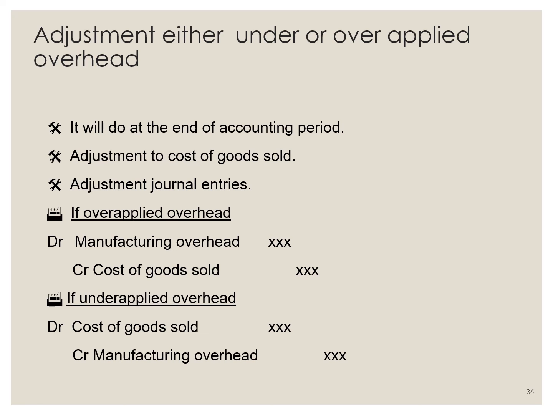Lastly, do the adjustment for either under or over applied overhead. It will be done at the end of the accounting period. Adjustment to cost of goods sold. For adjustment journal entries, if over applied overhead: debit manufacturing overhead, credit cost of goods sold. If under applied overhead: debit cost of goods sold, credit manufacturing overhead.